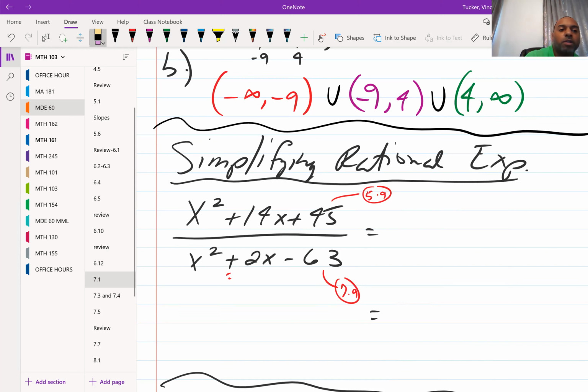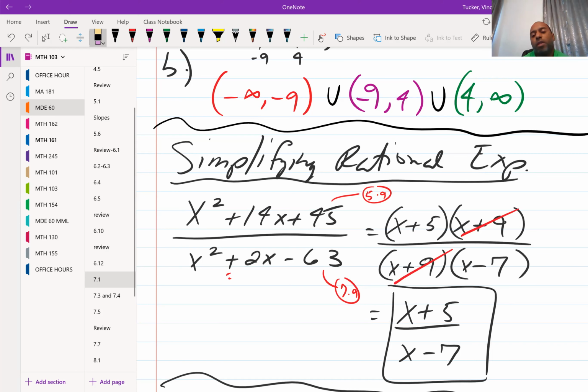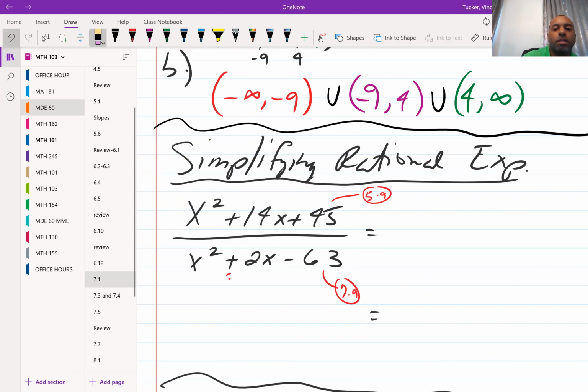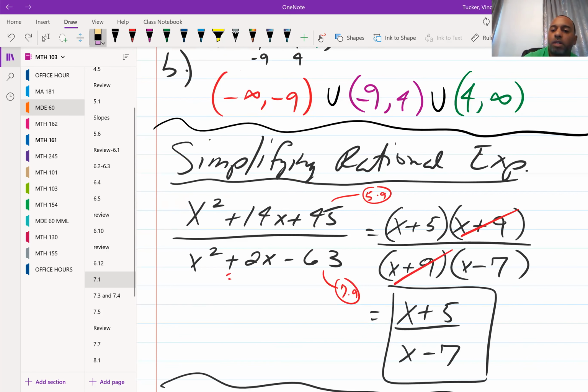All right. So factor out that numerator. I got x plus 5 times x plus 9. Factor out the denominator: x plus 9 times x minus 7. Then you cancel out those x plus 9 quantities, and that leaves us with just x plus 5 over x minus 7.